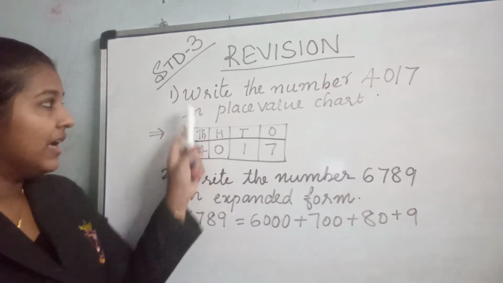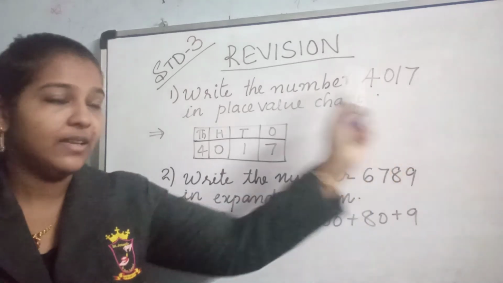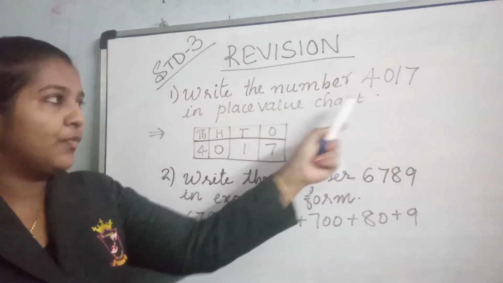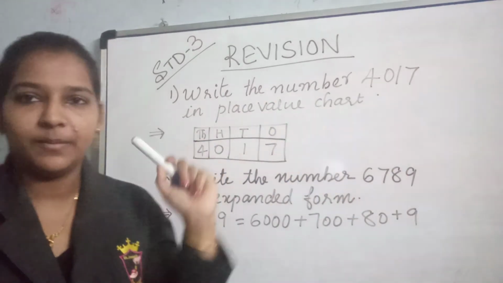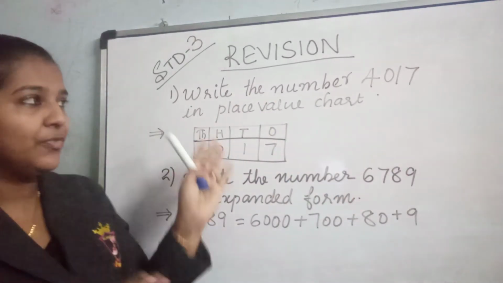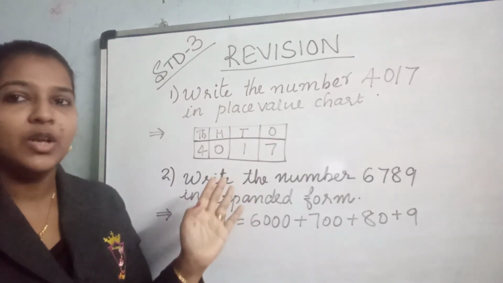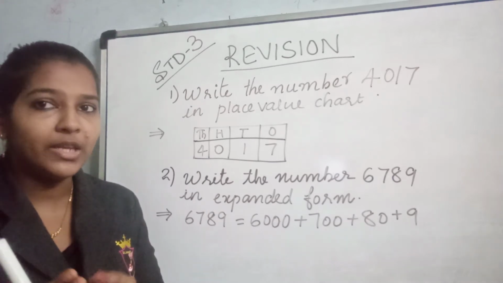Question number 1. Write the number 4017 in place value chart. Okay, children, it's a 4-digit number, isn't it? We know it's a 4-digit number. So, to draw the place value chart, we have to draw how many columns?